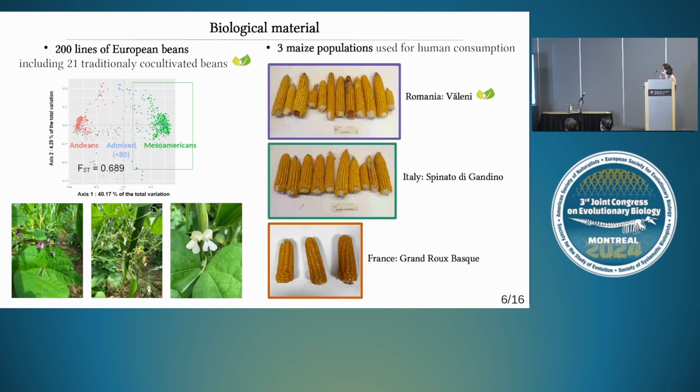The 200 bean lines were associated with three different maize populations that are used for human consumption. So the first one is the maize Valini. It's a Romanian variety that is also used traditionally in co-culture. There is one from Italy, the maize Spinato di Gandino, and one from France, the maize Grand Roux Basque.